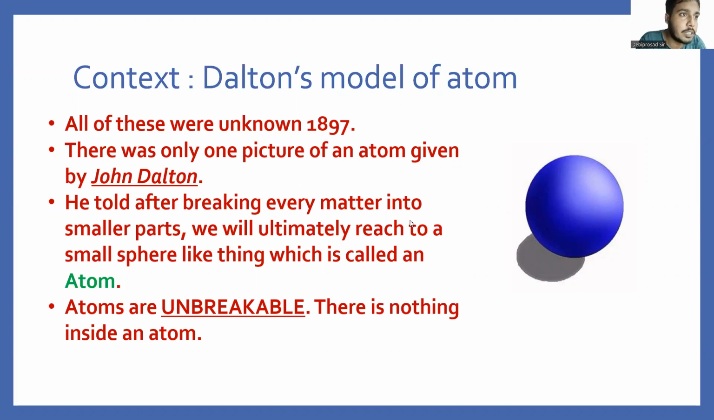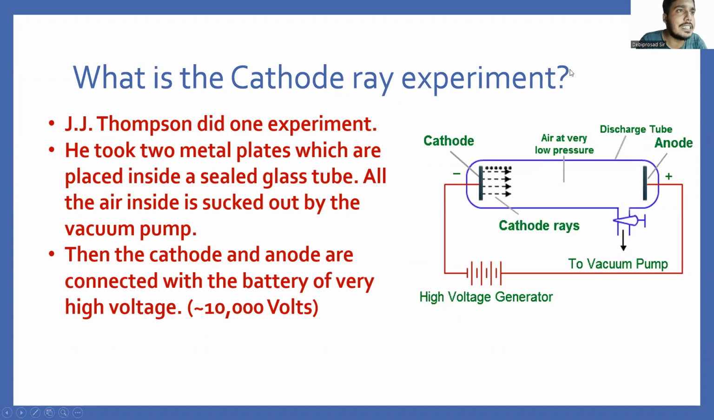So let's look into the experiment quickly. Our next slide is the cathode ray experiment. As you can see, there is a very big structure or a circuit given over here. We will come into this one by one, but let's just read. J.J. Thomson did one experiment. He took two metal plates which are placed inside a sealed glass tube. As you can see, let me just annotate.